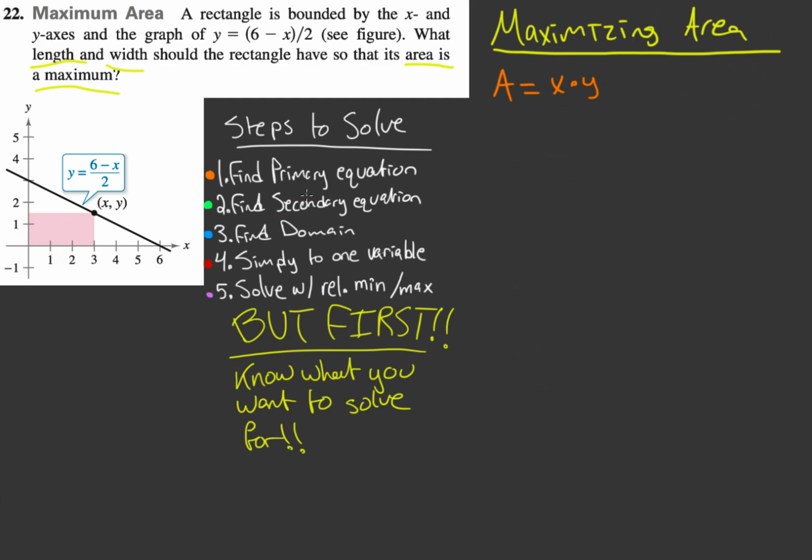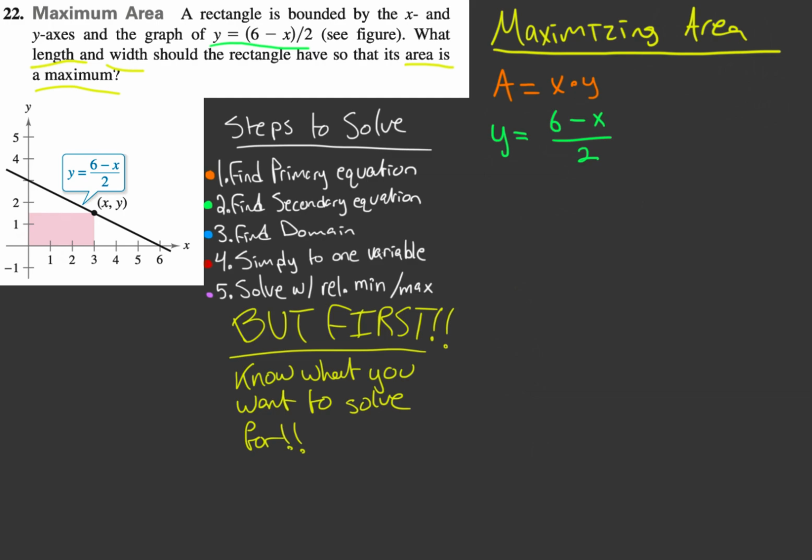So let's go on to step number 2 before we get to step number 4, which is simplify to one variable. We have to find a secondary equation. A secondary equation is generally either found based on secondary information the question is telling us, or it's just given to us straight up. So we have y is equal to 6 minus x over 2. That is considered a secondary equation. It's important information, and this can be very helpful.